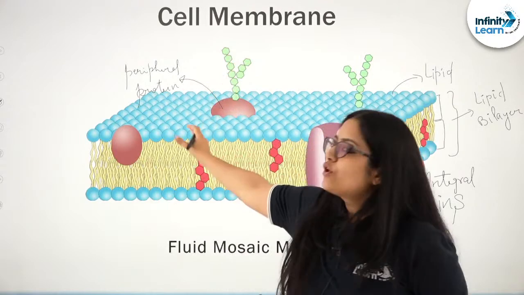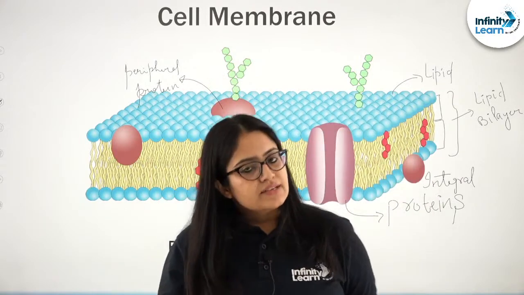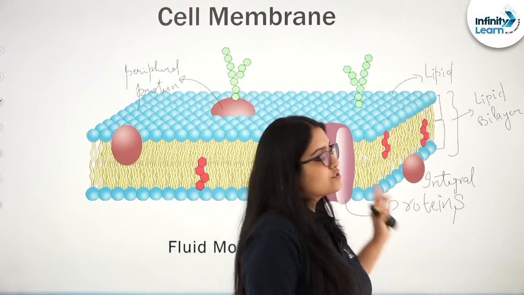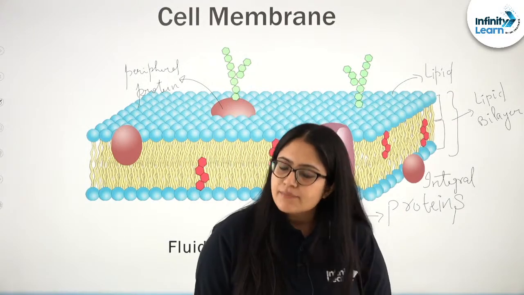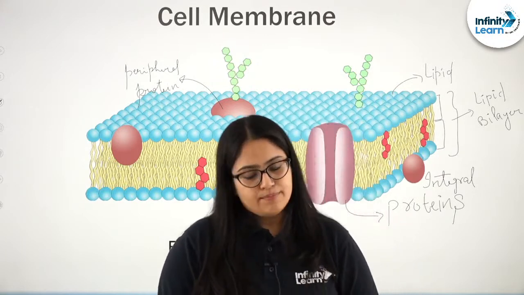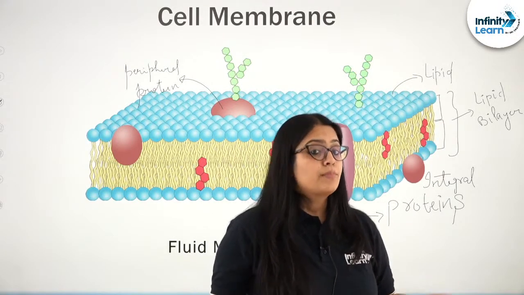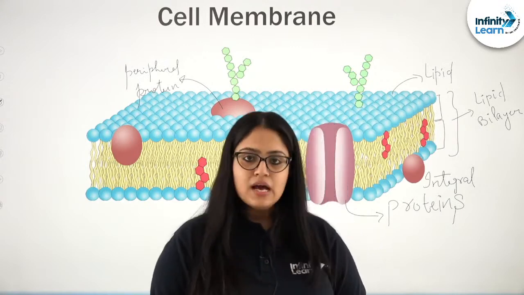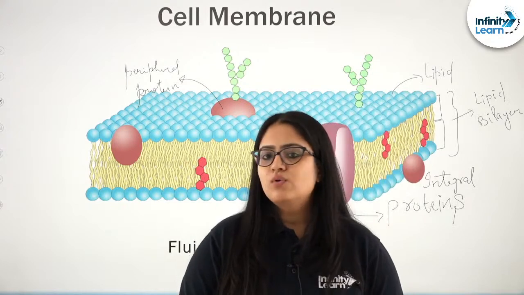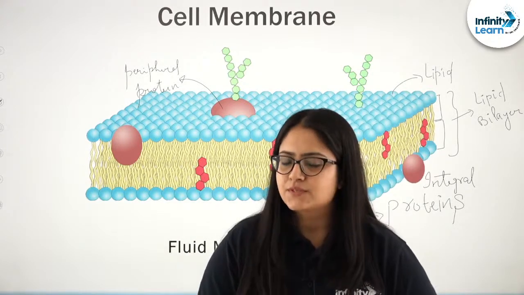So, when we talk about peripheral proteins, you can easily extract them from the plasma membrane, but when we talk about integral proteins, it is not so easy to extract them. Why is it not so easy? Because they are either partially or completely buried inside the plasma membrane, right? I hope this much is clear. So, this is what I discussed about the major components of the plasma membrane.